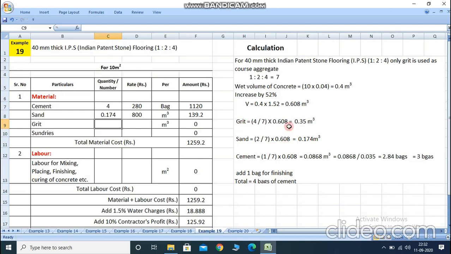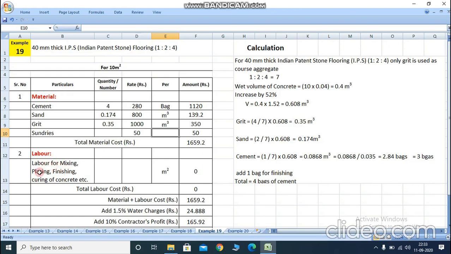Grit we calculated 0.35 meter cube. So write here 0.35, and per meter cube grit rate is 1000 rupees. And as the extra cost we take sundries, 50 rupees. So the summation of the total cement, sand, grit and extra cost, the summation of all the values: 1120, 139.2, 350, 50 rupees, is 1659.2 rupees.